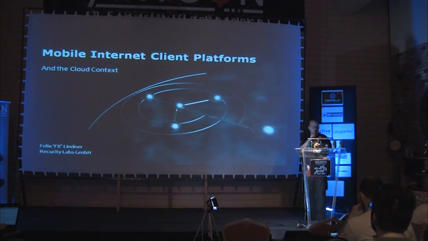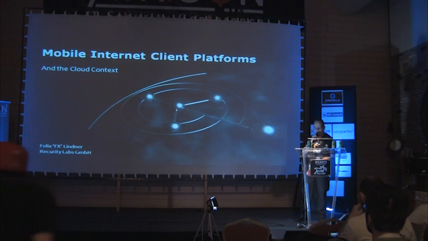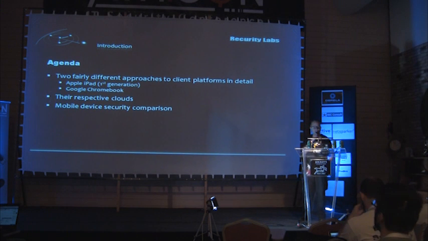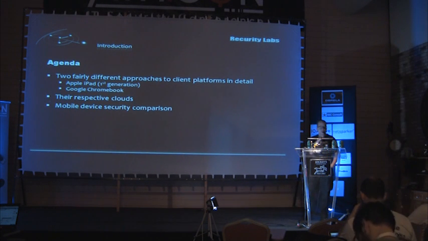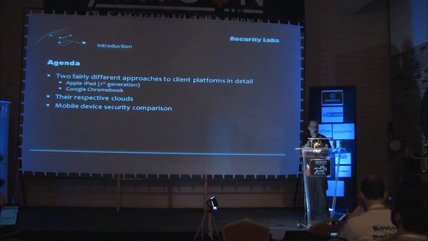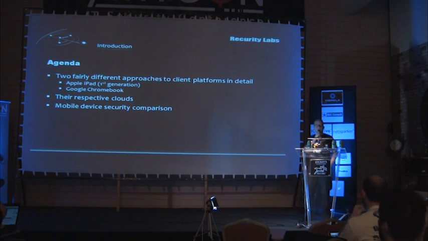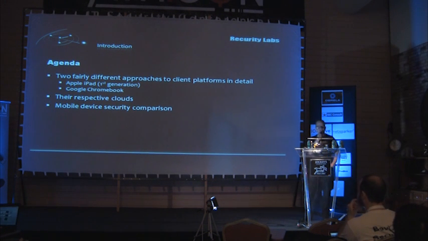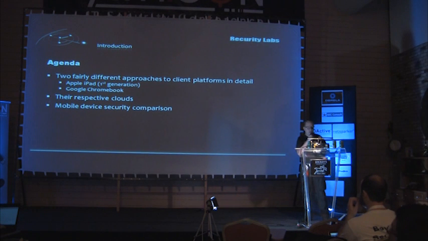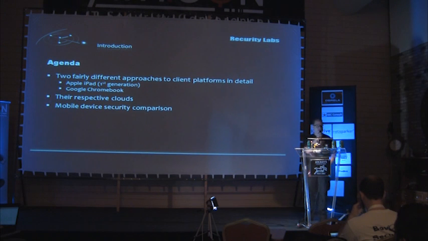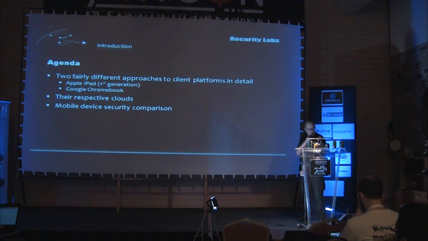Hello, my name is FX, and I want to talk to you about mobile client platforms in their respective cloud context. We're going to look at two fairly different approaches to client platforms in detail, one being the Apple iPad in the first generation, and the second being the Google Chromebook. Both of those devices are pretty much cloud dependent, so we're going to look at their respective cloud implementations and how they essentially differ. I want to close with a mobile device security comparison over the four major platforms.